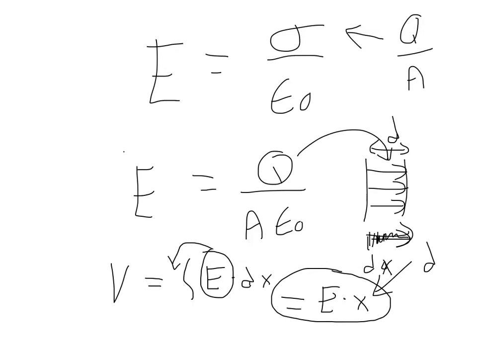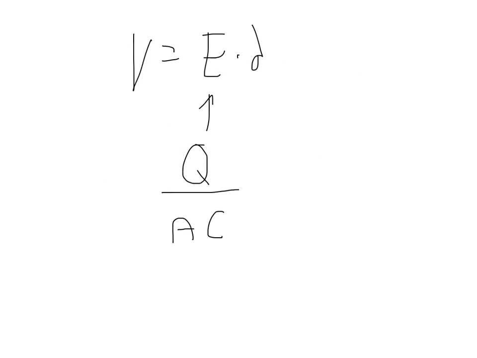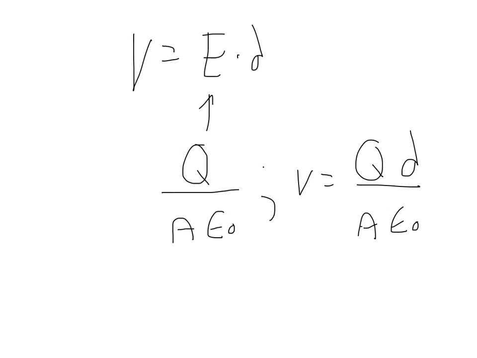Go to a new slide. So, just to remind you where we're at, V is equal to E times d. E is equal to Q divided by A epsilon 0. So that means that V is equal to Q d divided by A epsilon 0. That's the voltage between the two plates, or the potential difference between the plates.